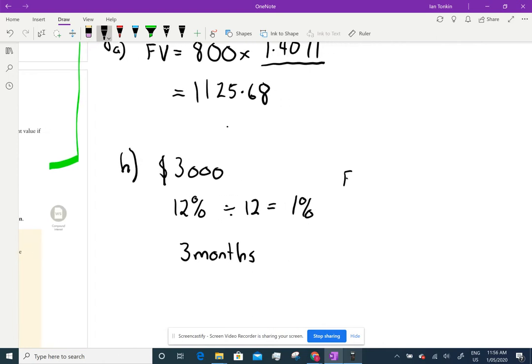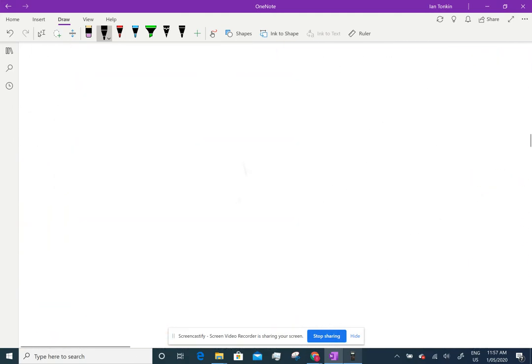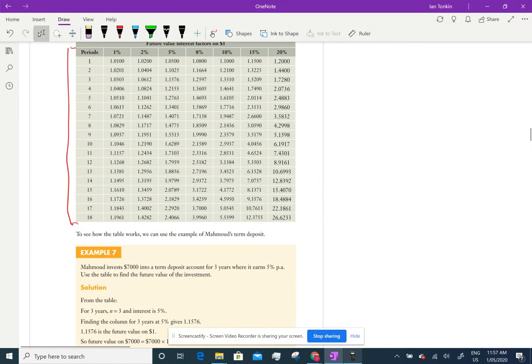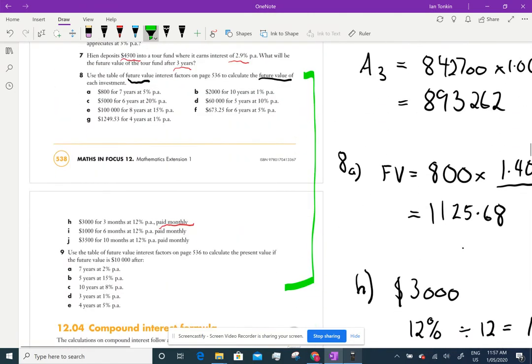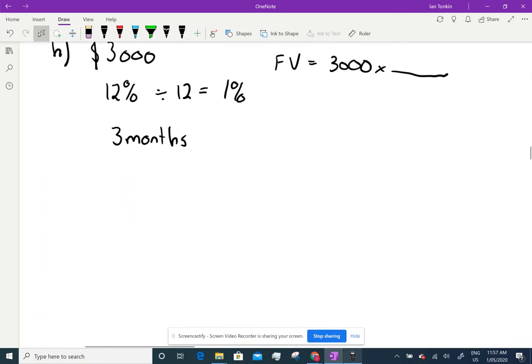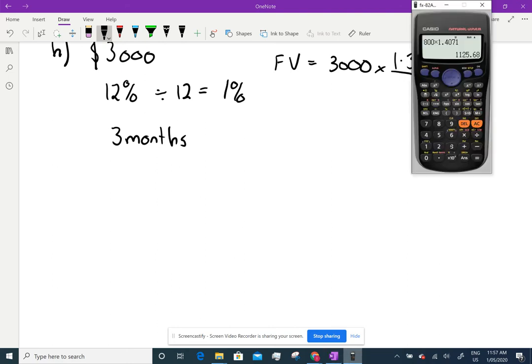So my future value equals 3,000 times some magic number. And the magic number is in the 1% and 3 periods. So I'm looking for 1% and 3 periods. The 1% column is here, and 3 periods: 1.0303. Calculator again, 3,000 times 1.0303.